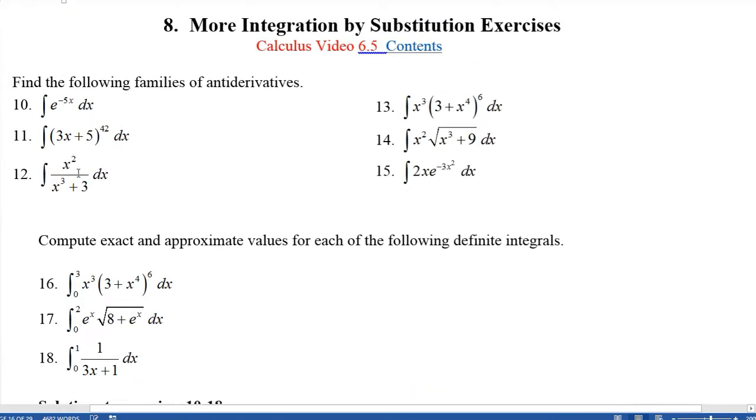Alright, next problem. The family of antiderivatives, or the indefinite integral of x squared over x cubed plus 3 dx. Once again, I'm going to ask you to do that one on your own. See if you can figure out the right substitution and come back and check your answer when you're done. Press pause now.